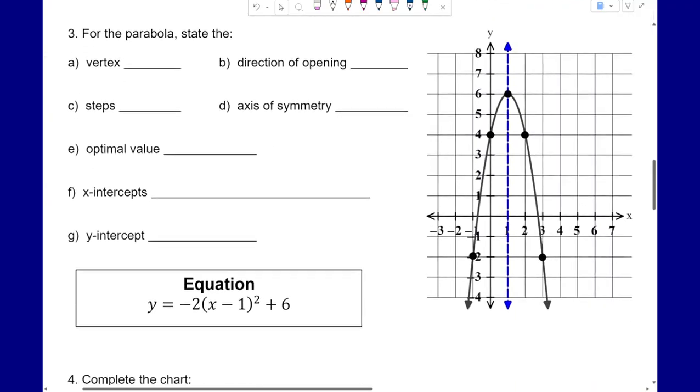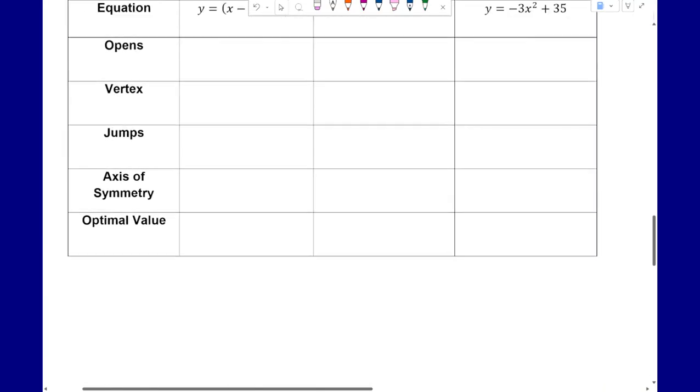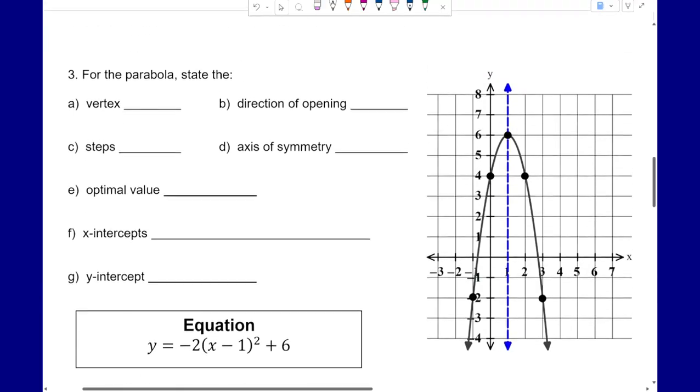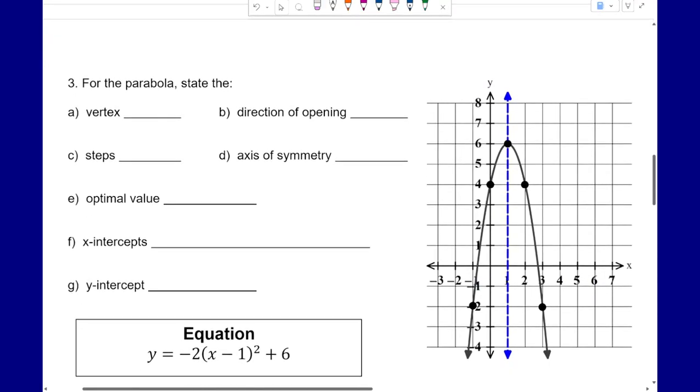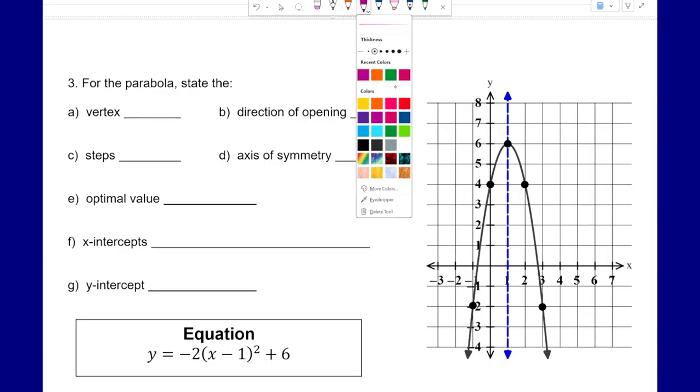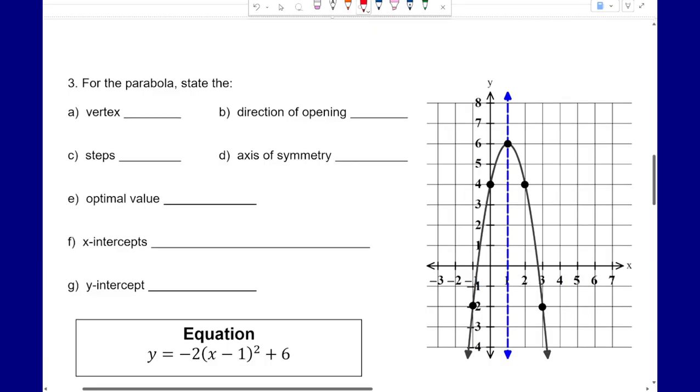So let's do the same thing with a different equation, and then we'll look at just equations in general. So again, we want to state where the vertex is. Our vertex is the highest or lowest point. It's where the axis of symmetry goes through. In this case, it is right here, which is (1, 6). So our vertex is (1, 6). Again, we could have gotten it from the equation, from the h and the k value.